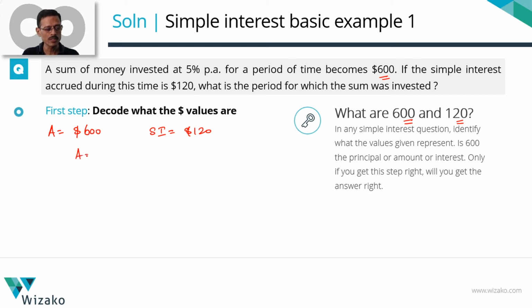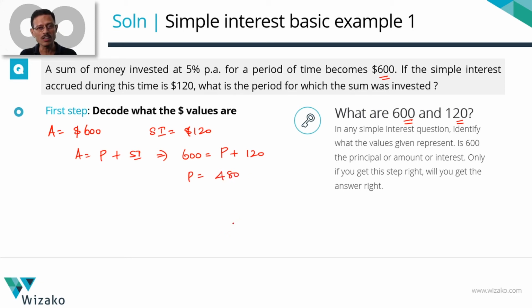So what is amount? Amount is equal to principal plus the simple interest. Let's plug in the values here. So amount 600 is equal to the principal plus the interest $120. So principal equals 600 minus 120, which is equal to $480.